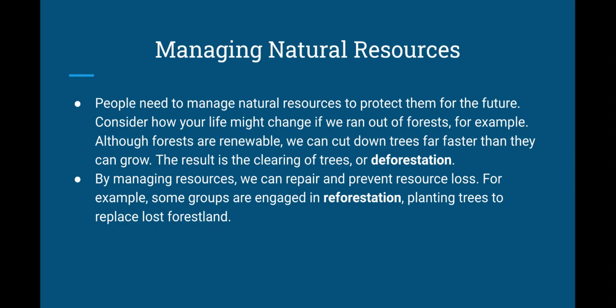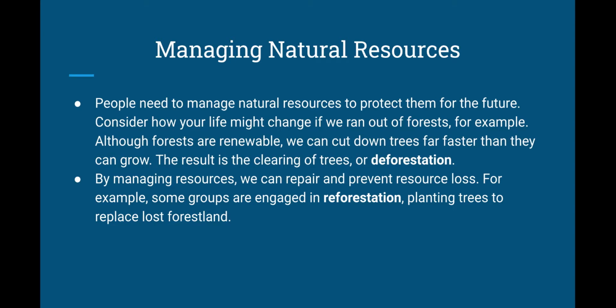So, moving on to managing resources. People need to manage natural resources to protect them in the future. Consider how your life might change if you ran out of forest. For example, although forests are renewable, we can cut down trees far faster than they can grow back. As a result, we are clearing trees, which is a form of deforestation.